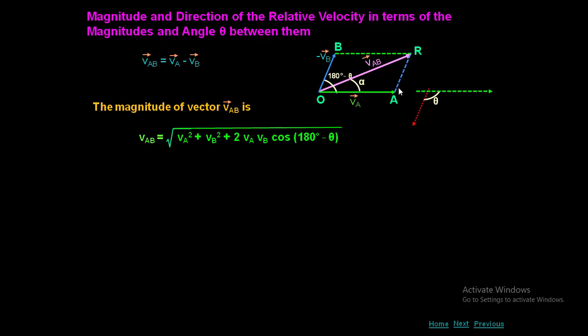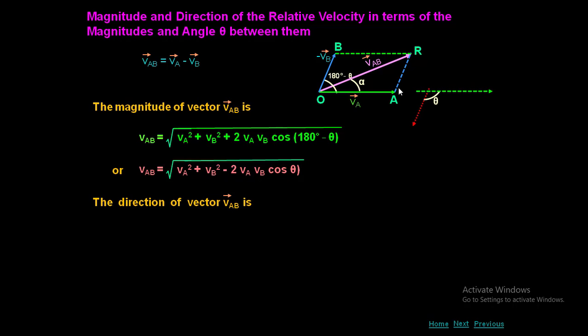VAB equals root over VA square plus VB square plus 2 VA VB cos of 180 minus theta. 180 minus theta means the second quadrant, so cos of 180 minus theta is nothing but minus cos theta alone. So you are going to have this expression: VA square plus VB square minus 2 VA VB cos theta. The direction of the vector VAB bar is tan alpha equal to B sin theta by A minus B cos theta. This is the formula for us. Here A is nothing but VA, B is nothing but VB.